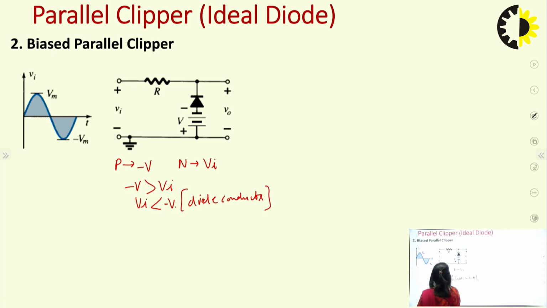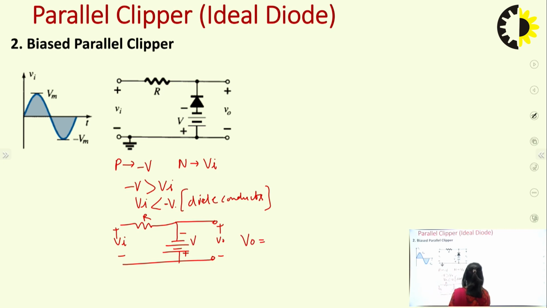Now the equivalent circuit would be: the diode will be in short. So this would be the equivalent circuit. So this output would be equal to minus V. Here the output would be equal to minus V because here it is minus and plus, and here plus and minus. So we can apply KVL in this part and the output would be equal to minus V.